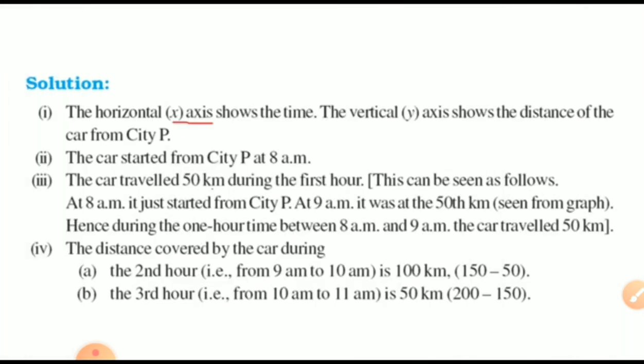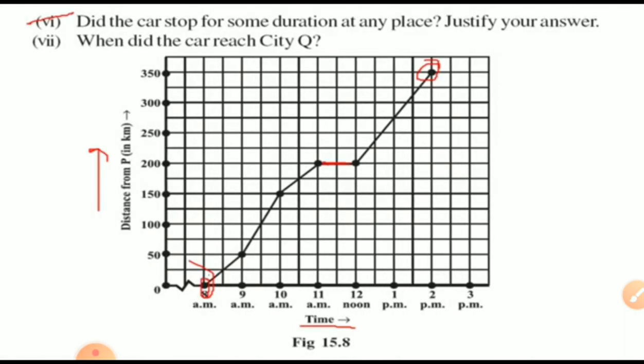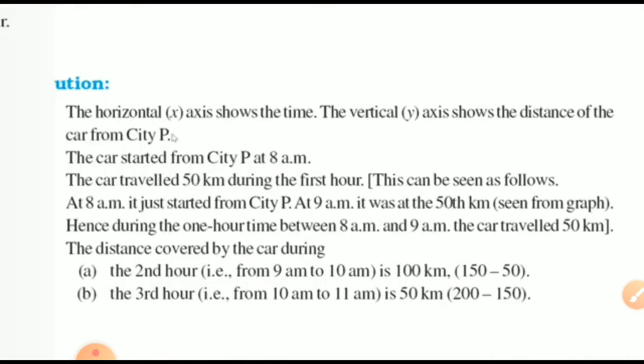Where the car started from P at 8 a.m. The car travels at 50 speed. How much is it in 1 hour, beta? That is what you have to look at. From 8 to 9 it covered 50 kilometers. Okay, this is the scene as follows, at 8 to 9 a.m.